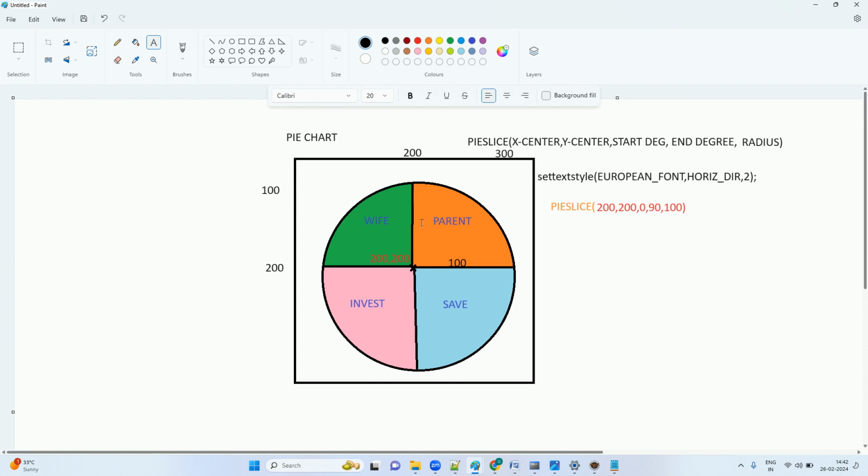Okay. So now my question is, where am I writing parent? What is the coordinate? Top left coordinate of parent? 200 is the center. So let's take 210. If we take 220, it might go outside because the circle is coming inside, so let's keep 210.